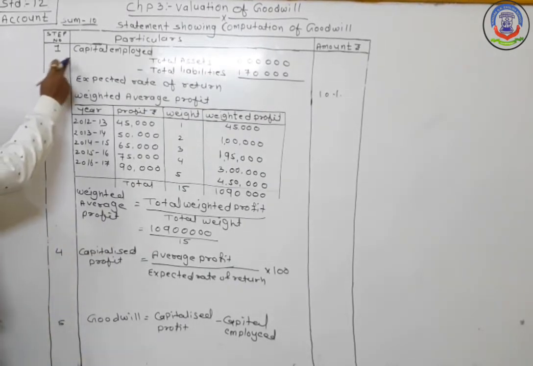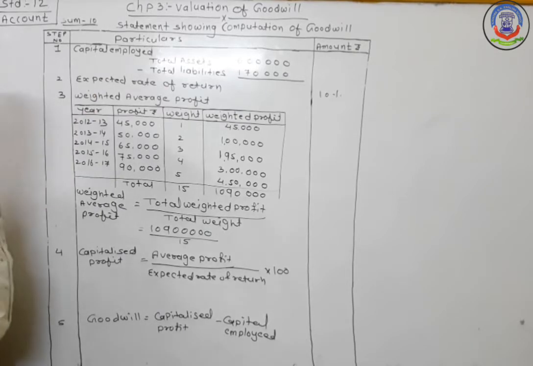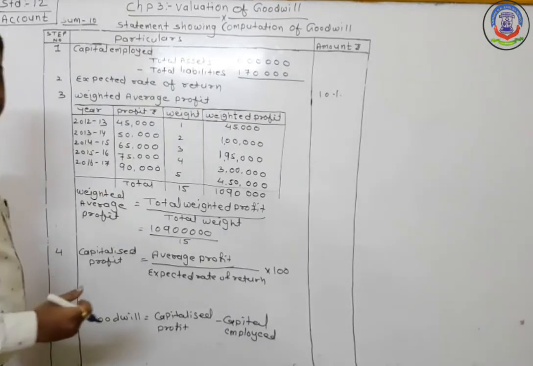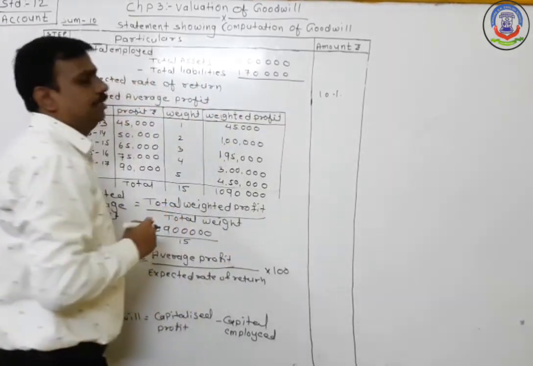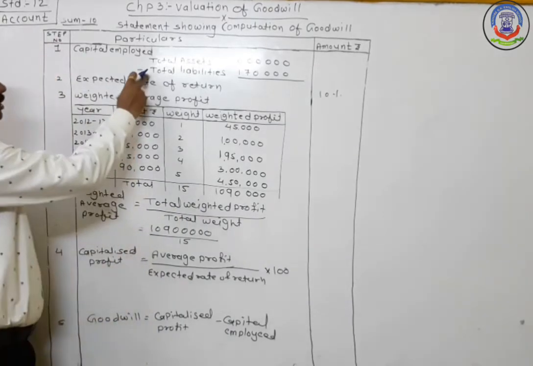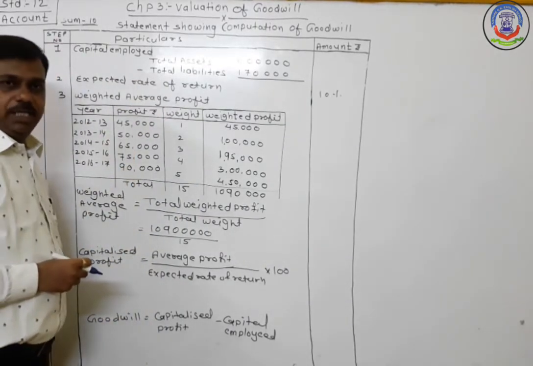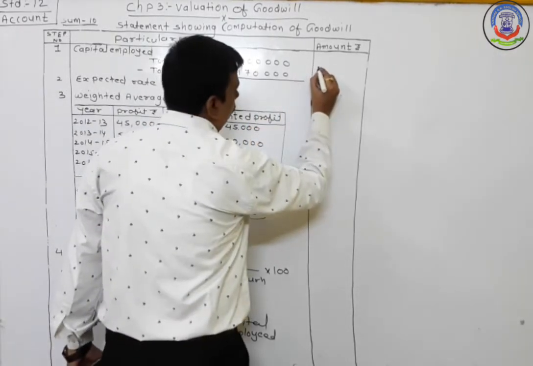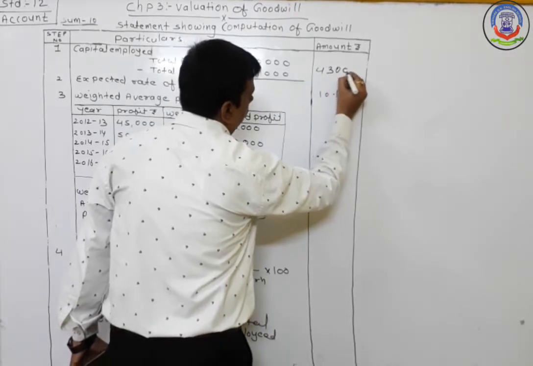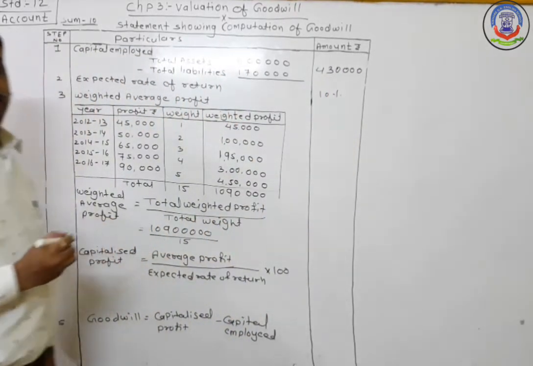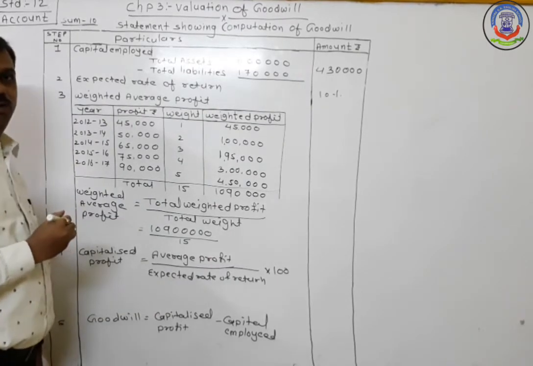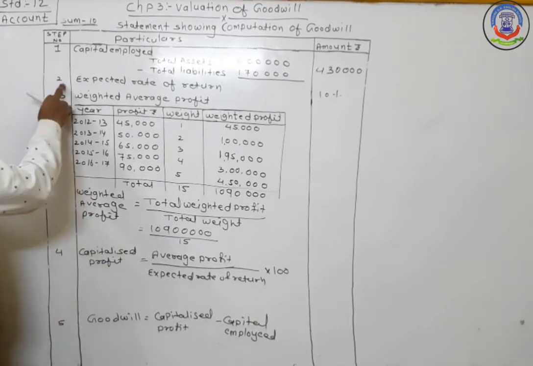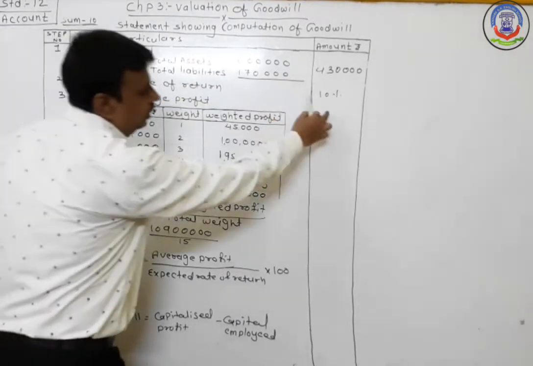First step is to find out capital employed. The formula is the same: total assets minus total liabilities. Total assets is rupees 6 lakh and total liabilities is rupees 1,70,000. The amount of liabilities is deducted from the amount of assets. It means total capital employed is rupees 4,30,000. Second step is expected rate of return, 10%.